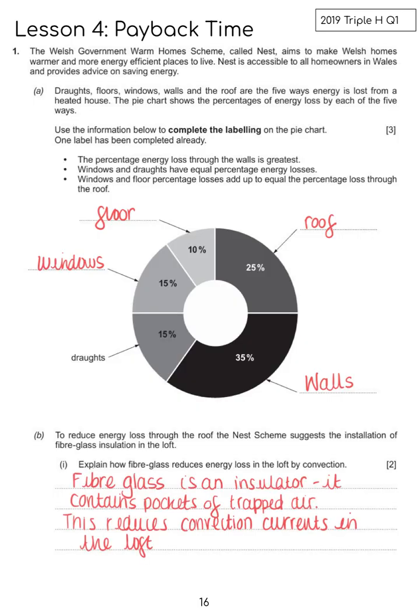For part B, explain how fiberglass reduces energy loss in the loft by convection. For the first mark, you want to mention that fiberglass is an insulator, or it contains air or air pockets, or you could also state that because it's an insulator, it reduces conduction through the ceiling. The second mark is saying because of that reduced conduction, because there's less heat in the loft, this will then reduce convection currents forming in the loft.